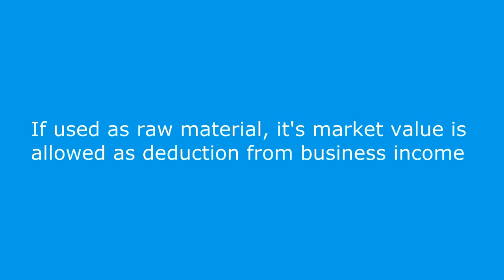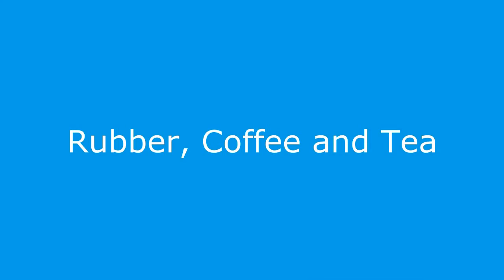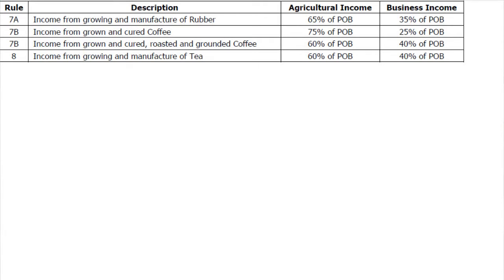Instead of directly selling the agricultural produce, if you utilize it as raw material for your business, then the market value of such agricultural produce shall be allowed to be deducted from your business income. For example, if you utilize sugar cane for the production of sugar, then the market value of sugar cane shall be allowed to be deducted from the business income of sugar. But in case such raw material is used in the case of rubber, coffee and tea, the tax treatment will be in accordance with this table. For example, in the case of rubber, 65% of the income shall be considered as agricultural income, which shall be exempted, and the remaining 35% of the income shall be considered as business income, which shall be taxable.